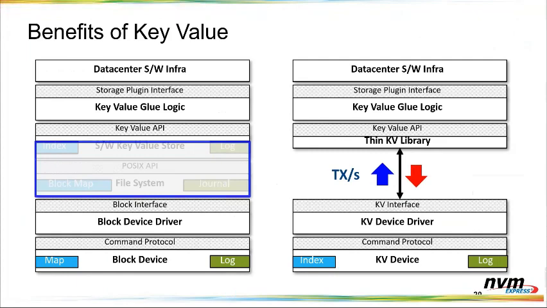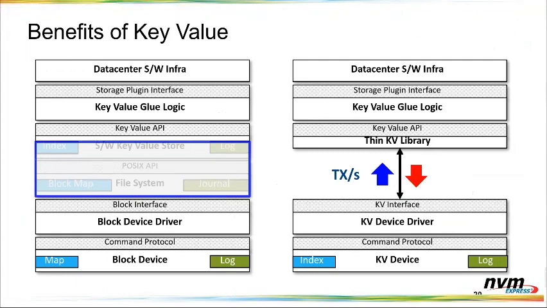Now, with the key value interface, again, you come down to the same key value API, but now there's a very thin library that translates your API into key value commands for the device directly. You don't do any of the mapping. By doing this, you have increased your transactions per second and you have decreased your latency. So it comes down to the key value interface instead of a block interface that has a key value device driver as opposed to a block device driver.